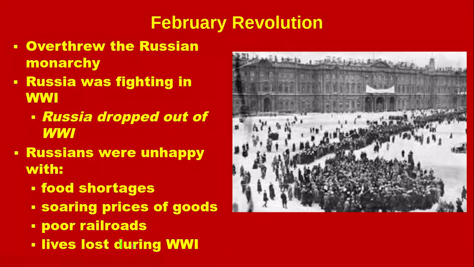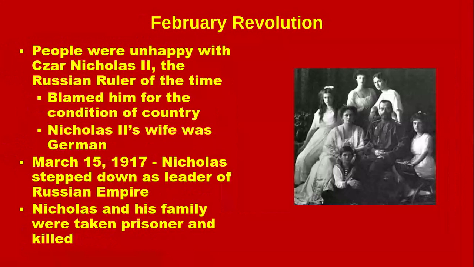So they're going to show up, they're going to protest, and they're actually going to convince Tsar Nicholas II to drop out of World War One so they can kind of focus on themselves. However, this did not end well for the royal family. Tsar Nicholas II and his children and his wife are actually going to be kidnapped, and then executed because they took a lot of the blame for the condition of the country.